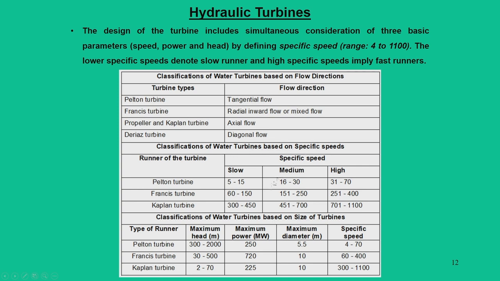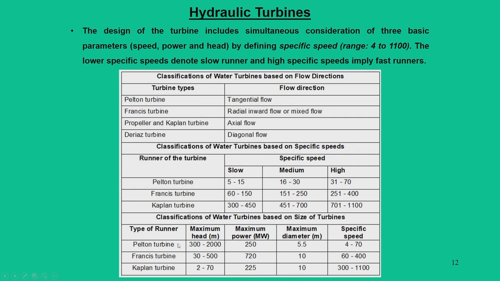Based on the specific speeds, we can say slow, medium and high. So, in the slow range, we have Pelton wheel, Francis turbine, and Kaplan turbines. Then the classifications based on the size of the turbines, we can have maximum head, maximum power, maximum diameters, and specific speed also can be here.